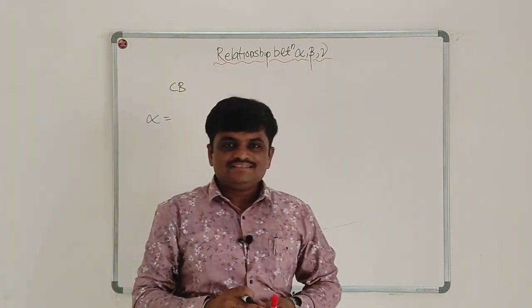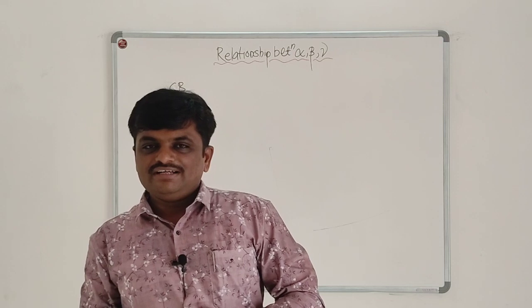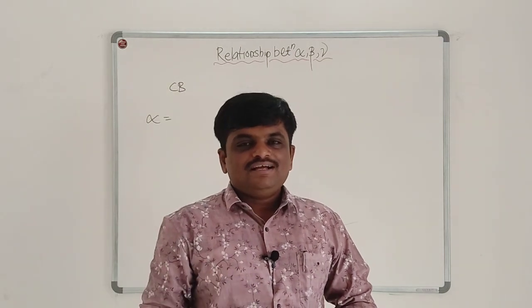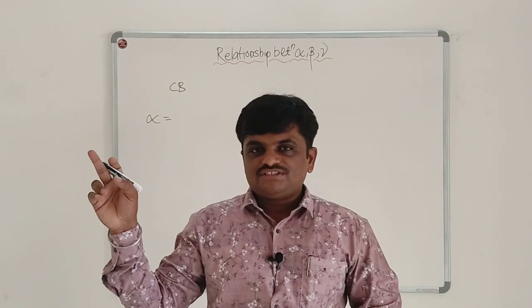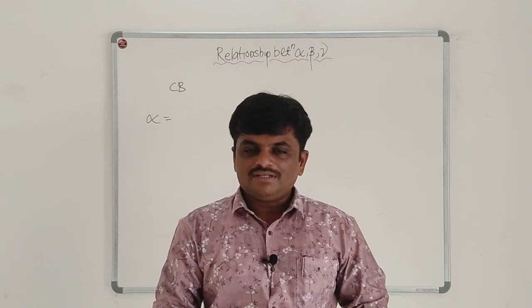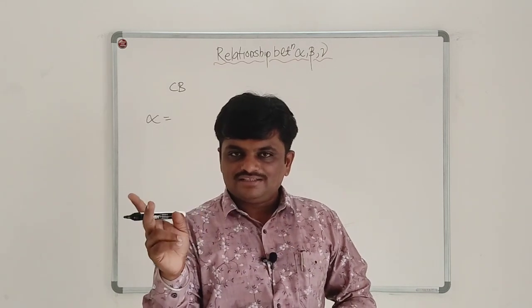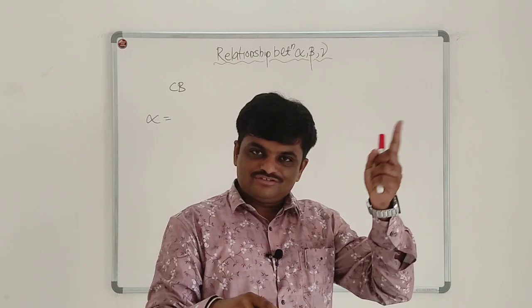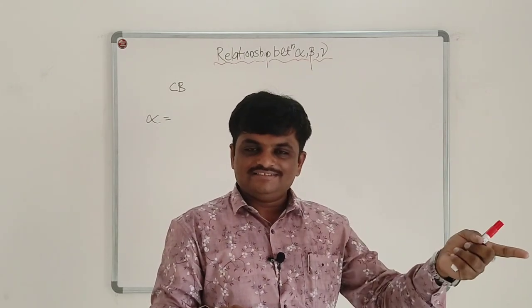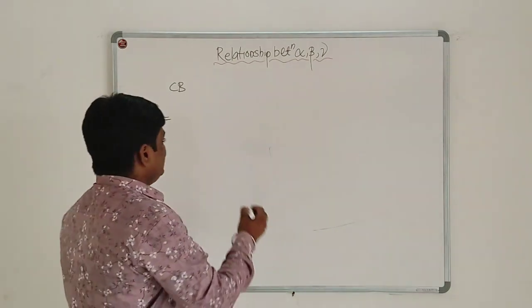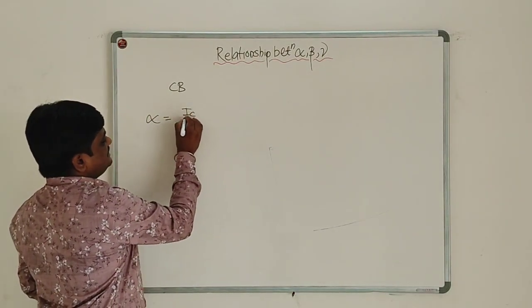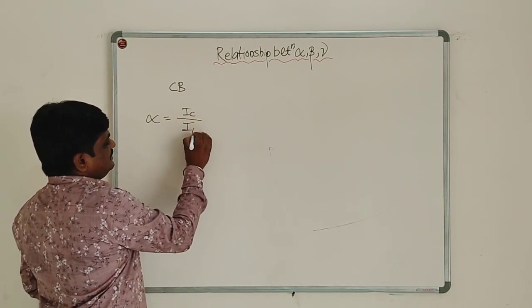If you consider the common base configuration, the current gain alpha is equal to the output current divided by the input current. In common base, the common terminal is the base, and the remaining two terminals are the collector and emitter. The collector has more area, hence the collector current is the output current and the emitter current is the input current. So alpha is equal to IC divided by IE.